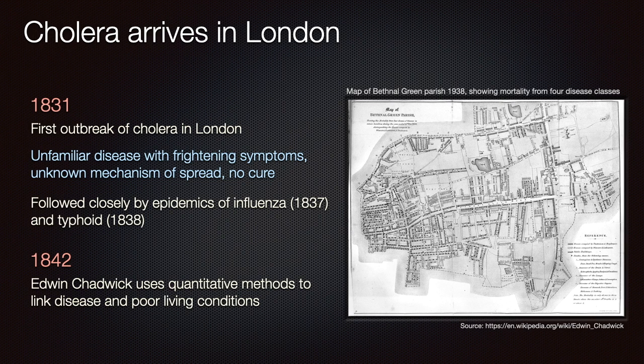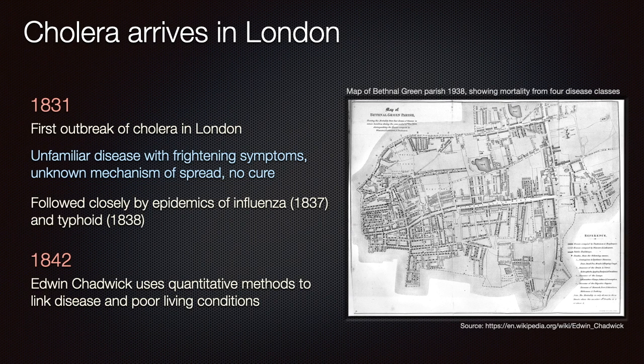Cholera arrived in London in 1831 as an outbreak of a novel illness characterized by severe symptoms of diarrhea, vomiting, dehydration, and eventual death. This was an unfamiliar disease with frightening symptoms, an unknown mechanism of spread, and no cure. The 1831 outbreak was followed closely by epidemics of influenza in 1837 and typhoid in 1838.